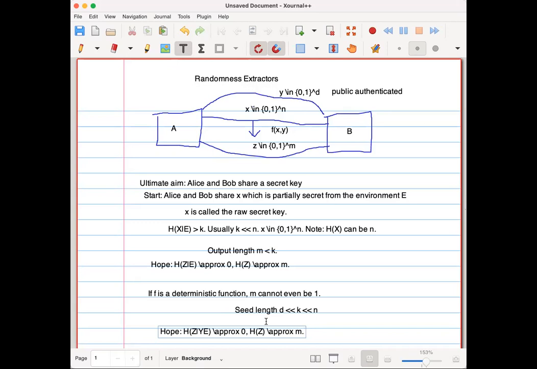There's a little bit of it left. The actual setup will have this Y also, and it will be F of X comma Y. The environment has only partial information about X, quantified by H of X given E is greater than K. The environment completely knows Y, so Y has actually moved to the environment. But nevertheless, the output of the extractor function will be independent of Y and E, and the output will be almost uniform on its support.